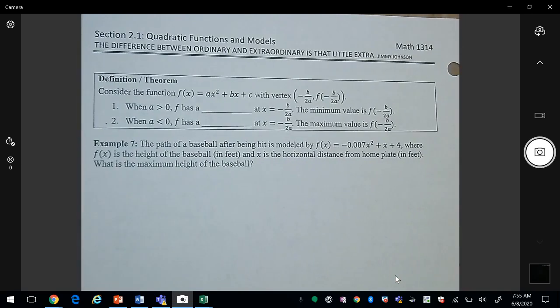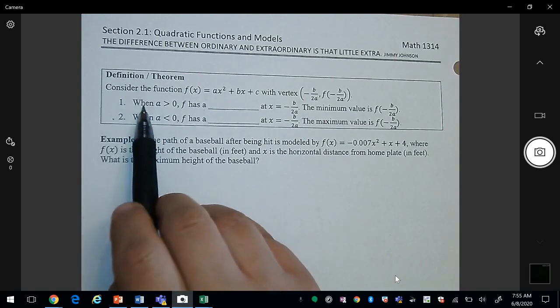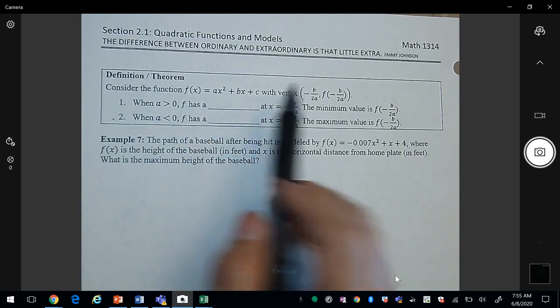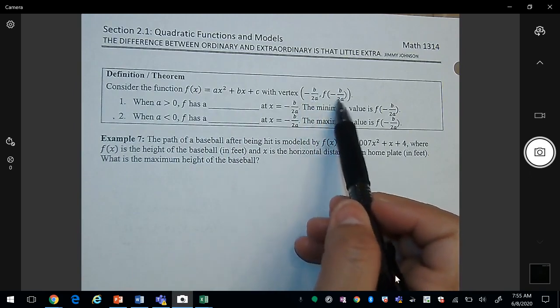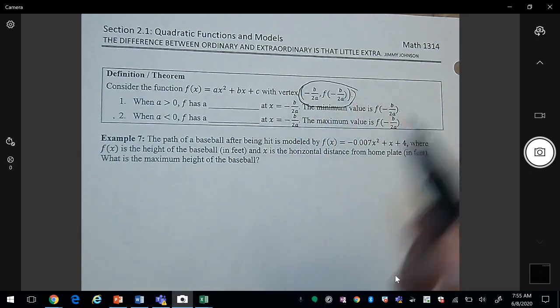Okay, the path of a baseball after being hit. Well, let's look at the definitions first. Consider the function f of x equals ax squared plus bx plus c with vertex negative b divided by 2a and f of negative b divided by 2a. So this right here is another way to find the vertex.